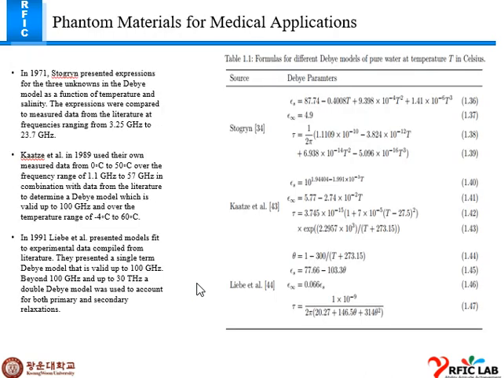Phantom material for medical application. This gives some details about medical applications and the formula for different Debye models for pure water, with temperature in Celsius and salinity. As you can see in this table, there are single and double parameters. In 1971, Stogryn presented expressions for the three unknown Debye model parameters as a function of temperature and salinity.